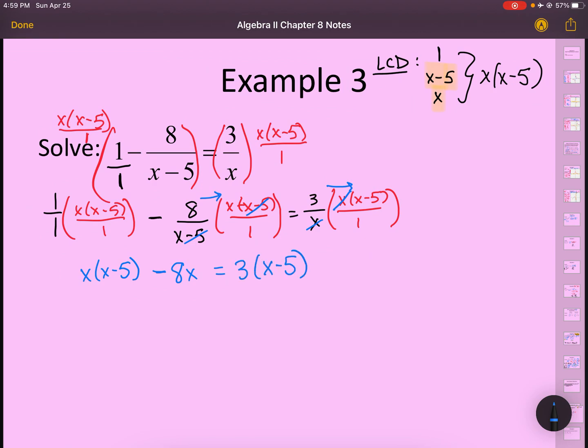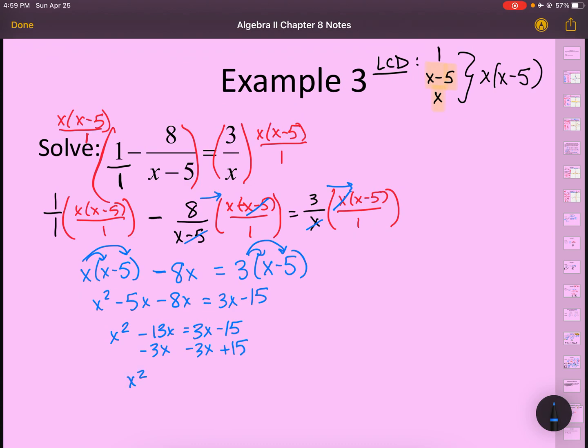Okay, so now it's just distribution, so I can distribute. So x squared minus 5x minus 8x equals, distribute here, 3x minus 15. I can combine some like terms to make it negative 13x. And I'm going to have to combine some stuff in order to make it factorable. Okay, so I need 0 all alone on the right hand side, so I'm going to subtract 3x and add 15. So this is x squared minus 16x plus 15 is 0.